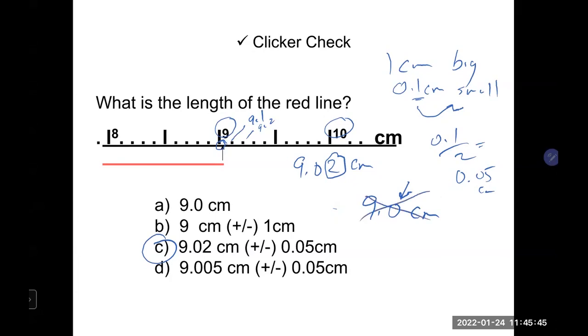All right, so we're going to do experiment 2 today, which is all about properly taking measurements. So we'll start at 12. I'll see you there.